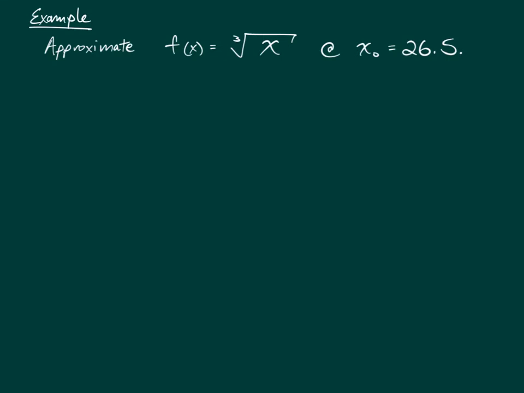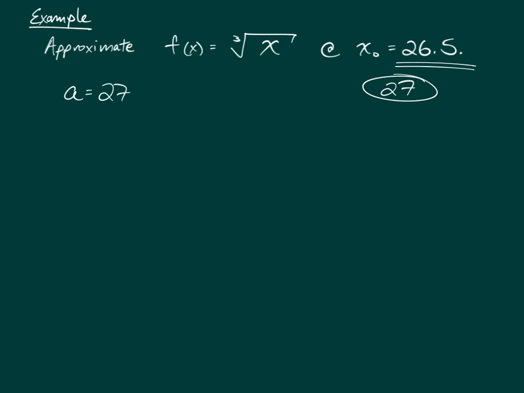In this example, we are asked to approximate what f of x will be, or what the y value will be, if the function is the cube root of x at the specific x value 26.5. Well, some of you out there watching might say, hey, this is really close to 27. I know this, the cube root of 27 is 3. So why don't we pick that to be our specific a value?